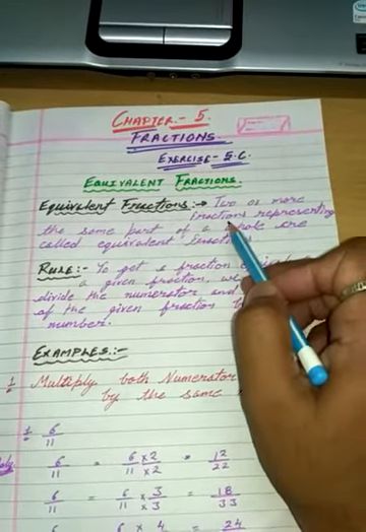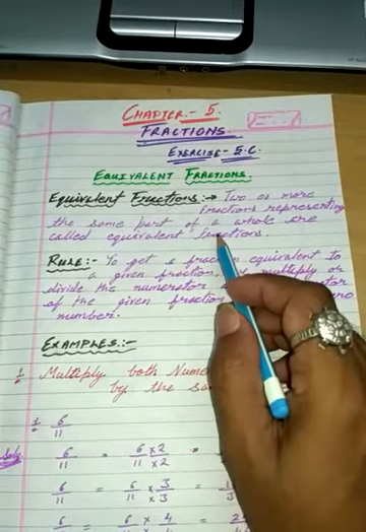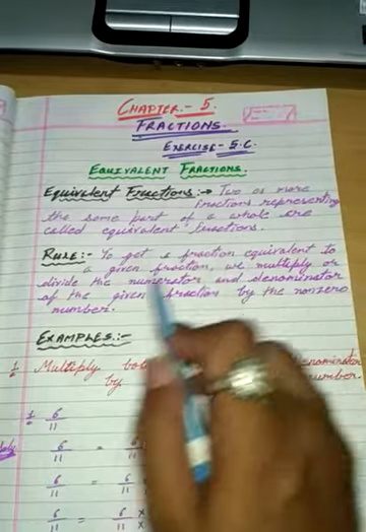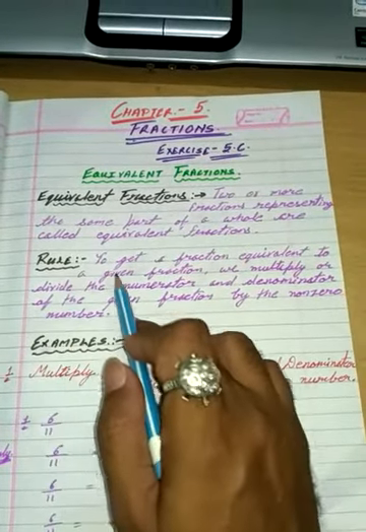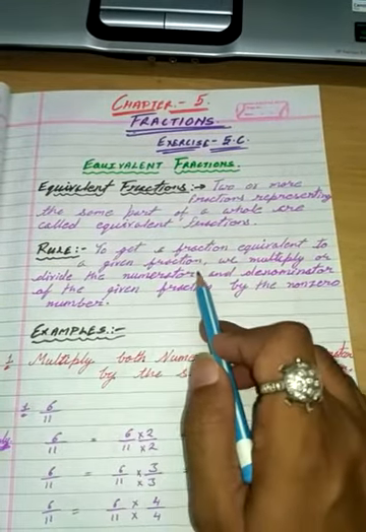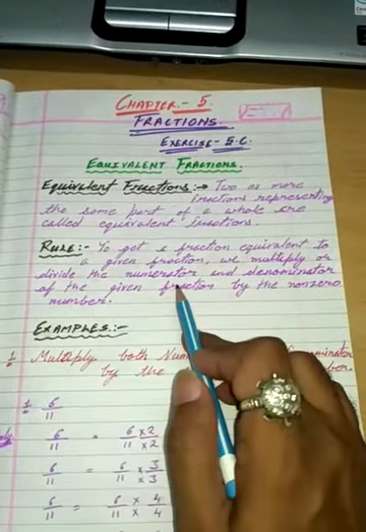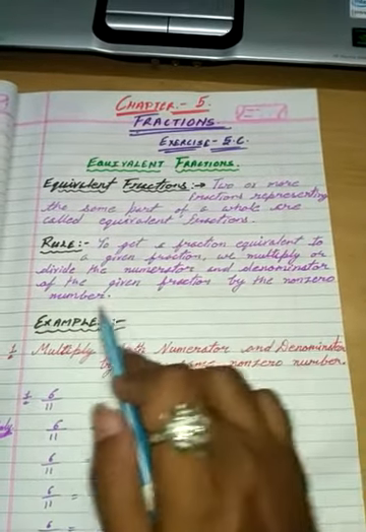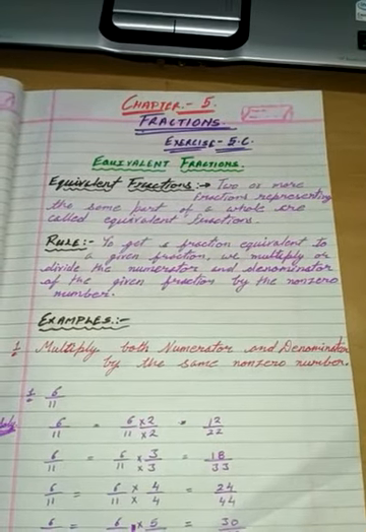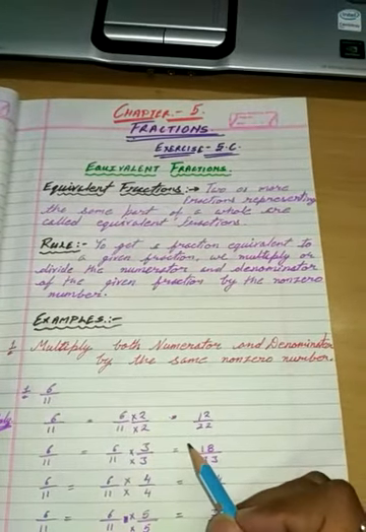Now we read the definition of equivalent fractions. Two or more fractions representing the same part of a whole are called equivalent fractions. Now, there is a rule. To get a fraction equivalent to a given fraction, we multiply or divide the numerator and denominator of the given fraction by the same non-zero number. Now let us see the example.